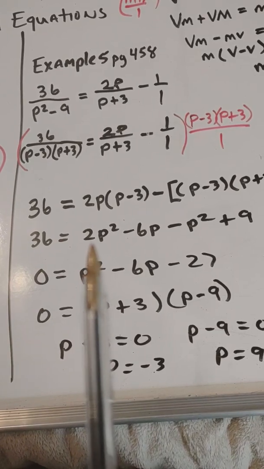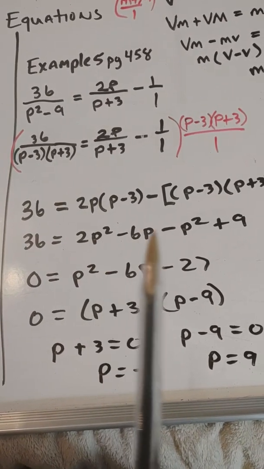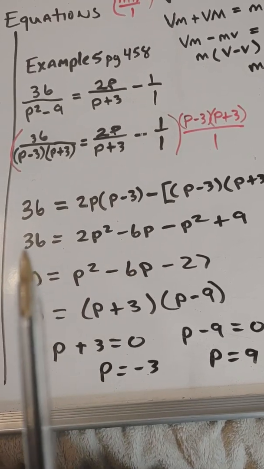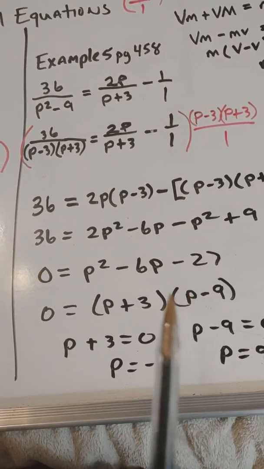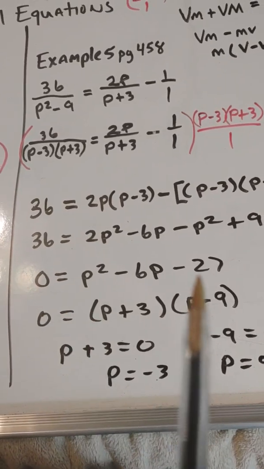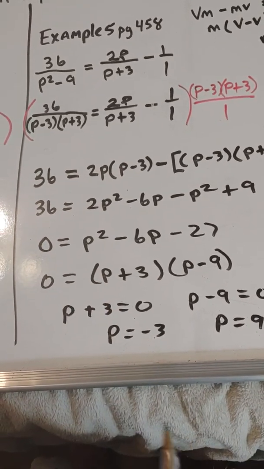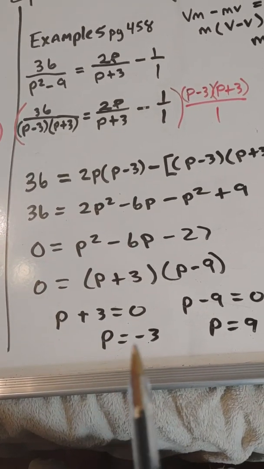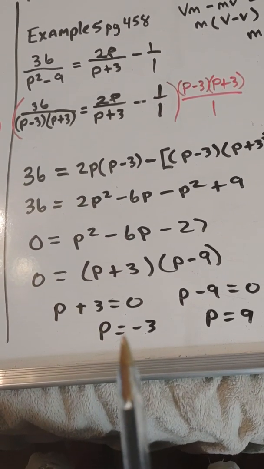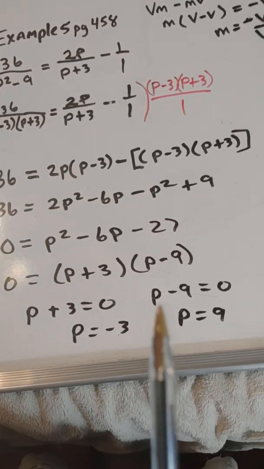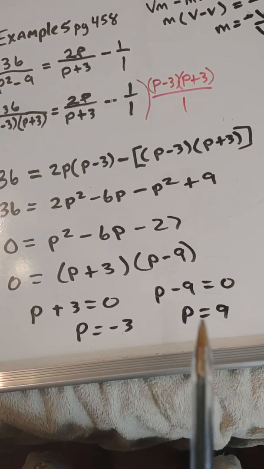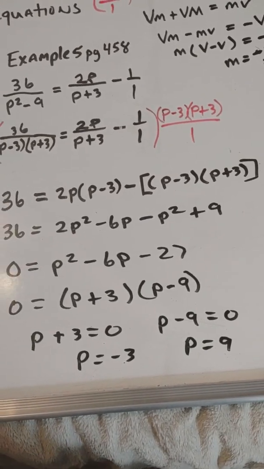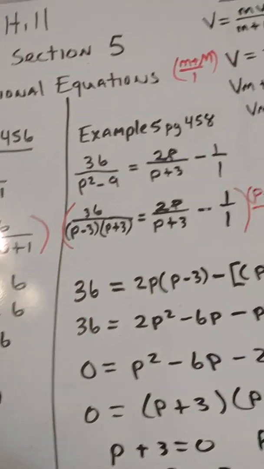Then what I'm doing is combining like terms. So 2p squared minus p squared becomes p squared minus 6p. Subtract the 36 over, minus 27. This is a trinomial that factors into p plus 3 times p minus 9. Set the factors equal to 0. P plus 3 equals 0 becomes p equals -3. P minus 9 equals 0 becomes p equals 9. It's pretty much the same thing we've already learned in a lot of these chapters.